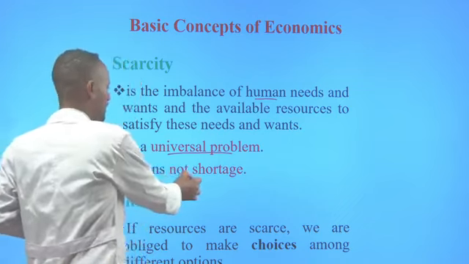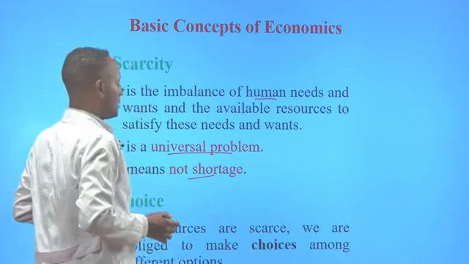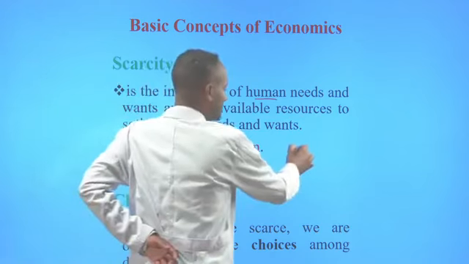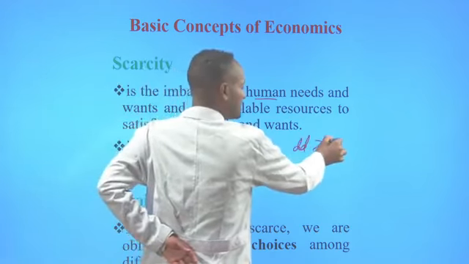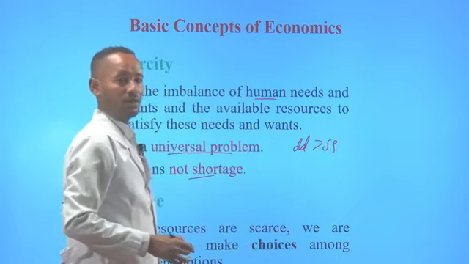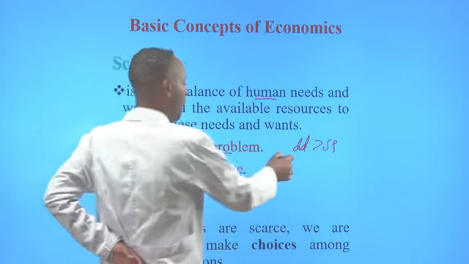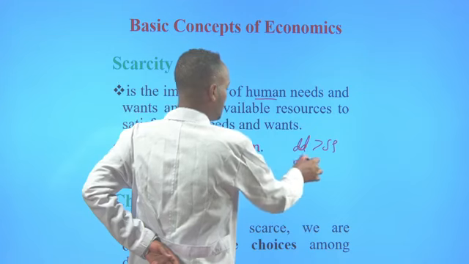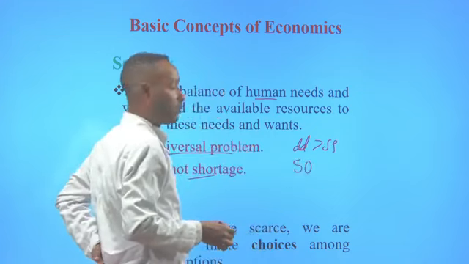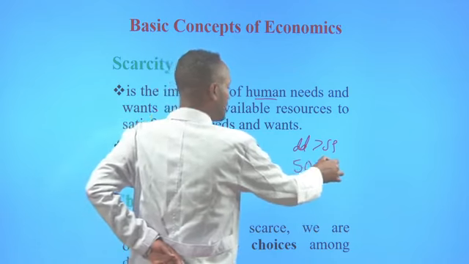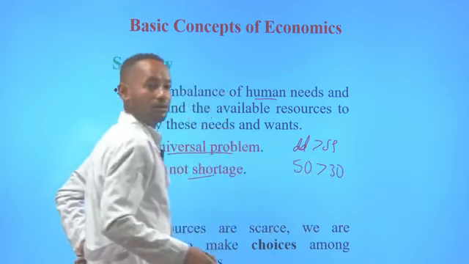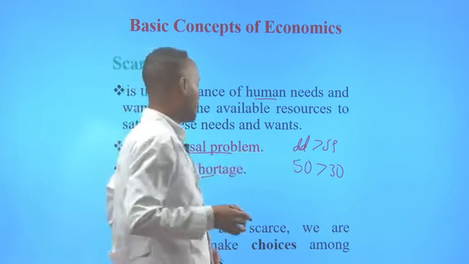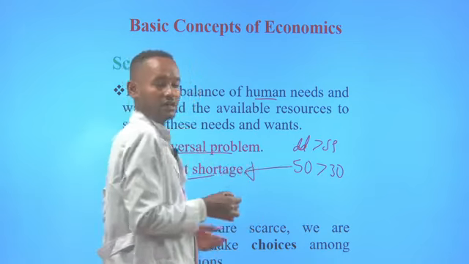Scarcity means not shortage, because we can avoid shortage, but we cannot avoid scarcity. Shortage is an excess of market demand for a commodity over market supply of a commodity. For example, if the market demand for wheat is 50 quintal per week in one woreda, and if the market supply of wheat is 30 quintal in one woreda per week, then there is an excess of market demand over market supply, and it leads to shortage. This is shortage.